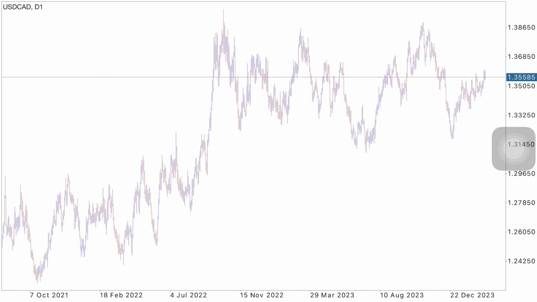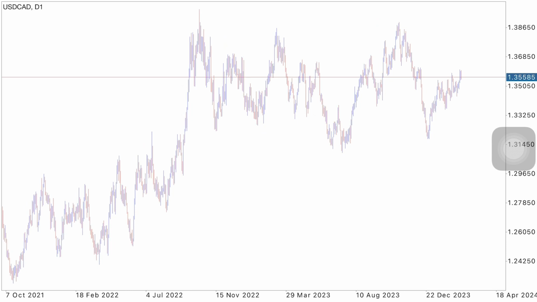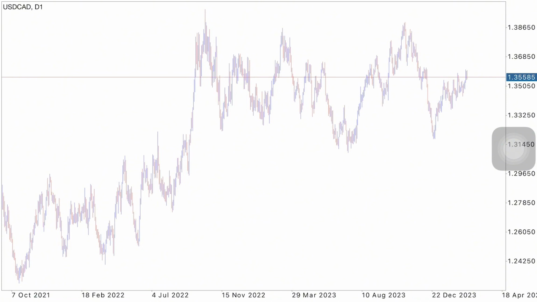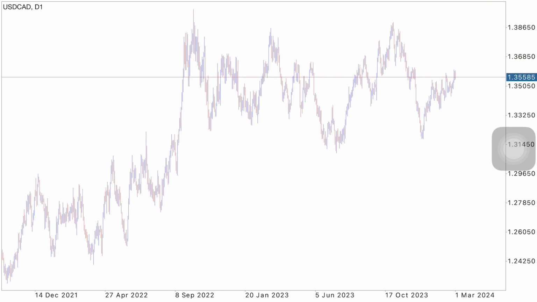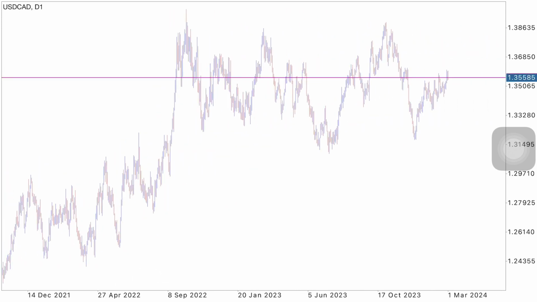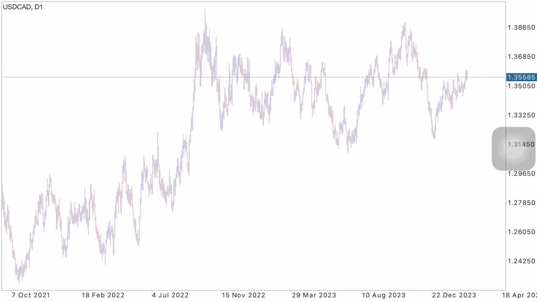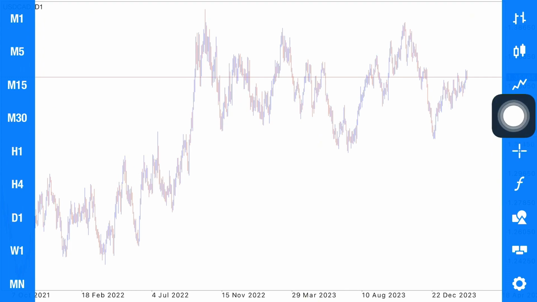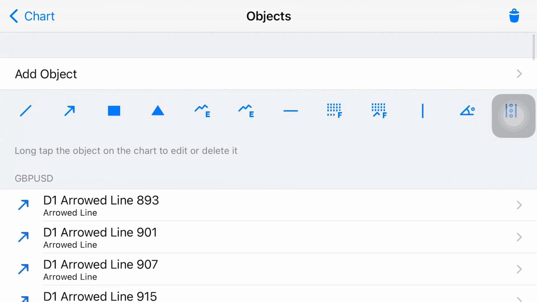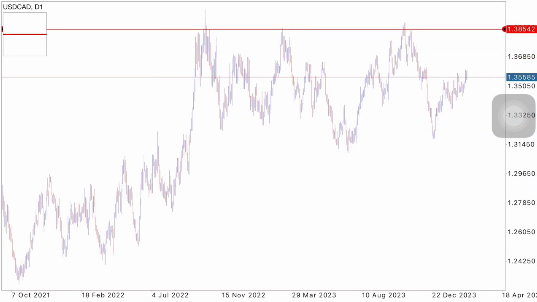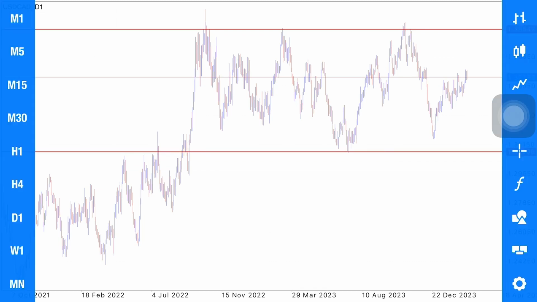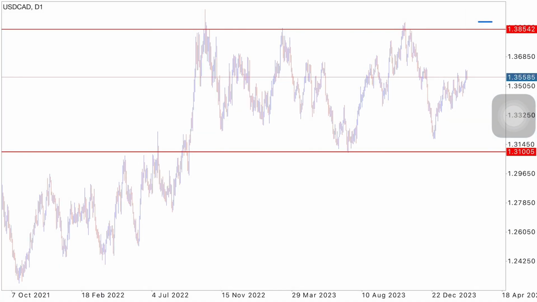Okay, so as you can see, we currently have USDCAD on our chart, and as you know, we always start from a daily time frame in order for us to see the overall market structure and effectively understand how the market behaves in certain positions. Okay, so first things first, I'll put my horizontal line here, and the horizontal line here, just here.